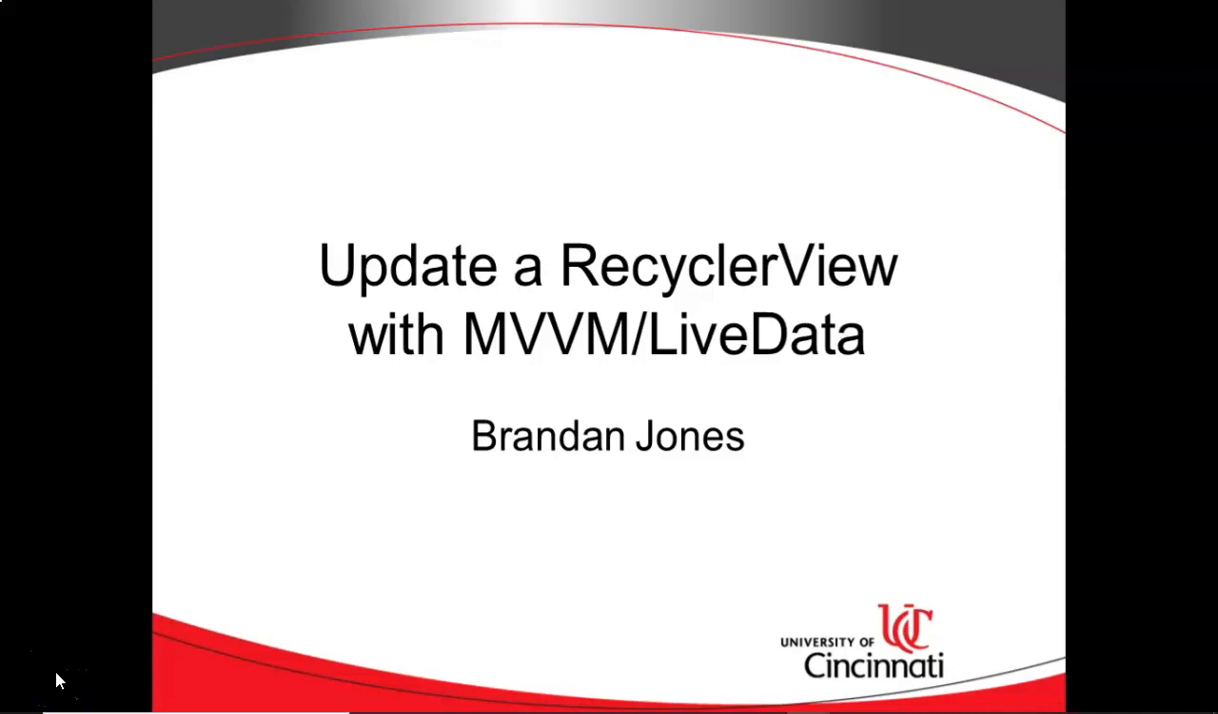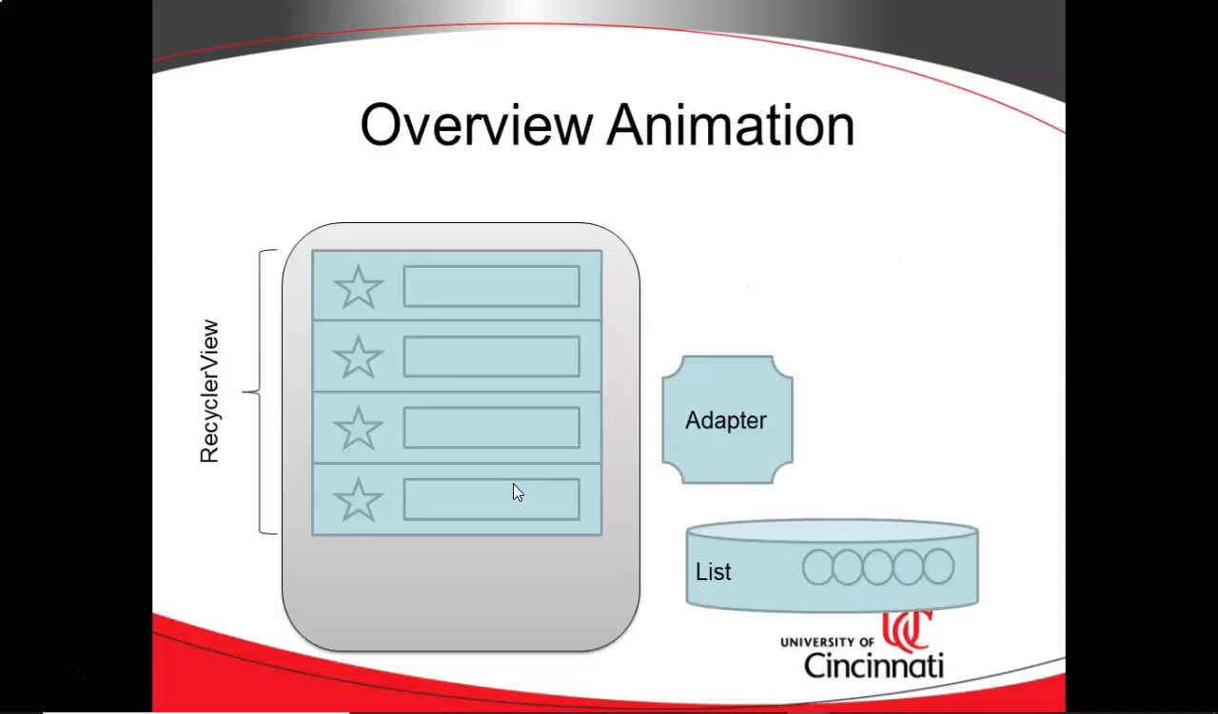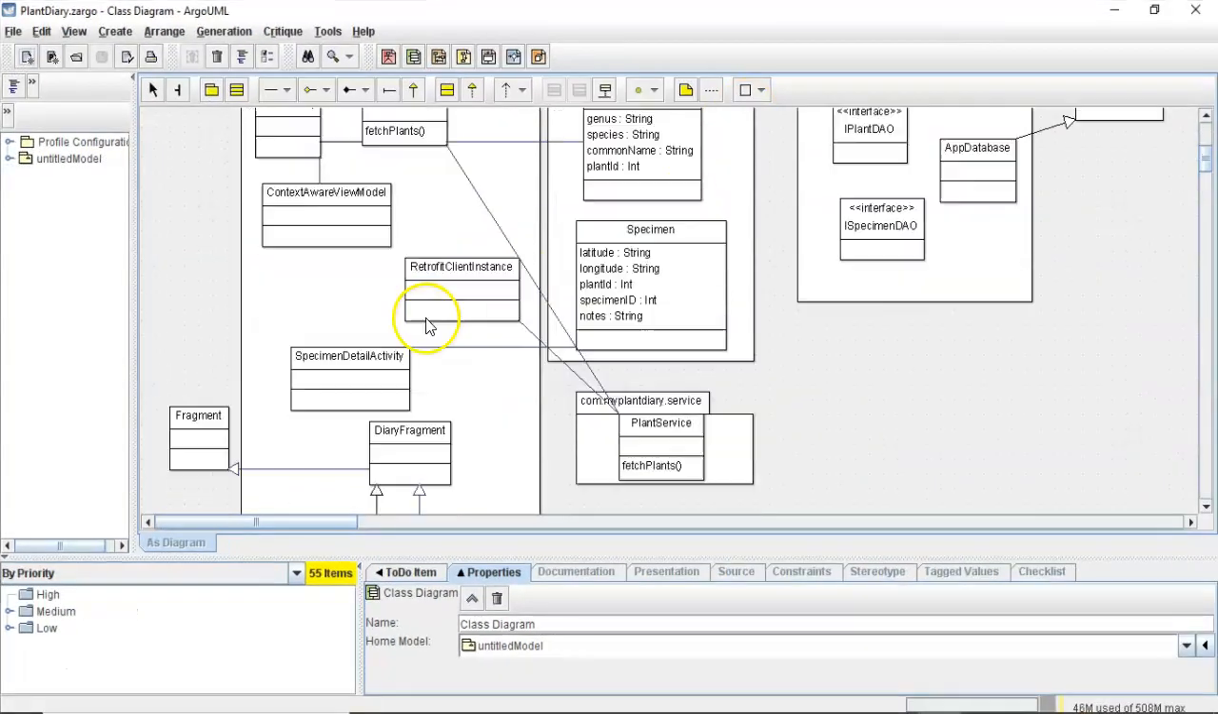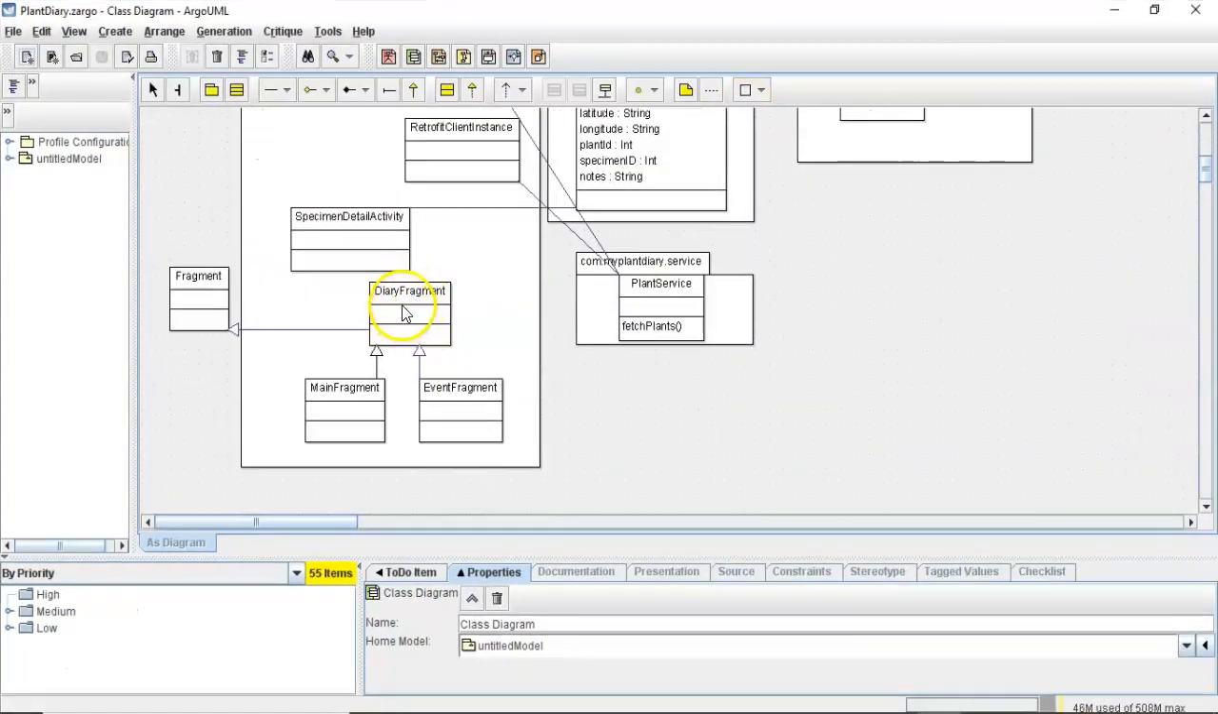In this video, we're going to see how to update a recycler view with model view, view model, and live data. Couple of notes here. I already have a series of videos where I've talked about what an adapter is, what a view holder is, and what a row layout is. I've created that already. As a matter of fact, I created that in a superclass called Diary Fragment.